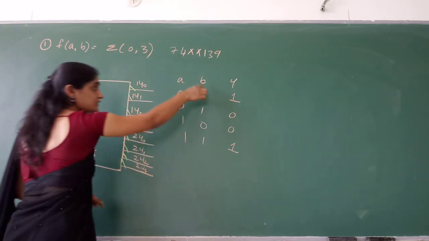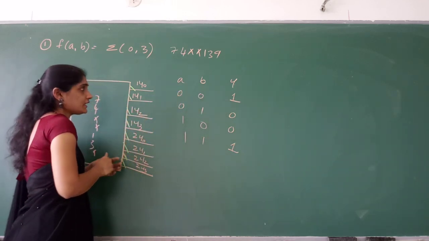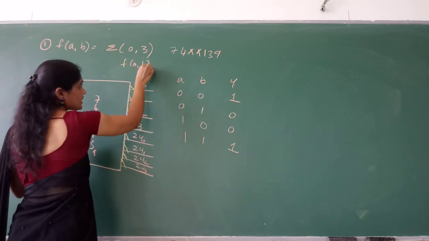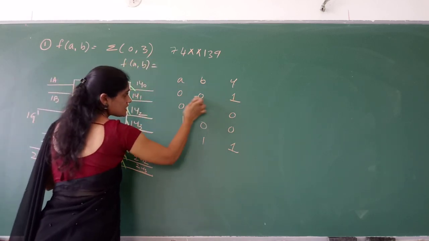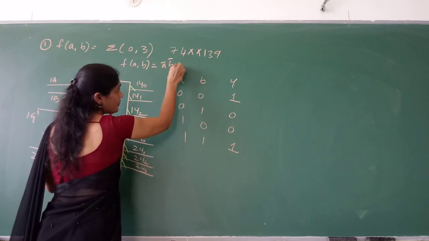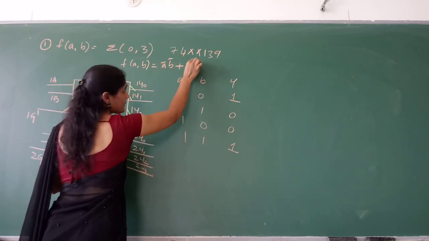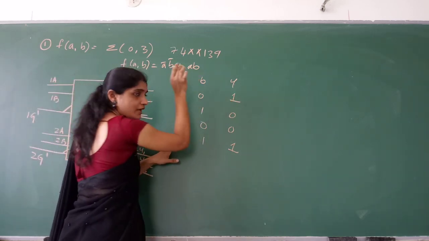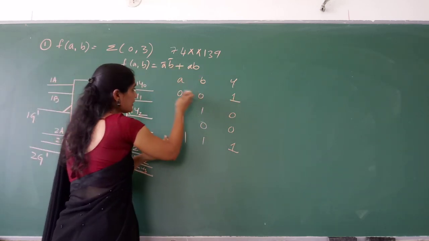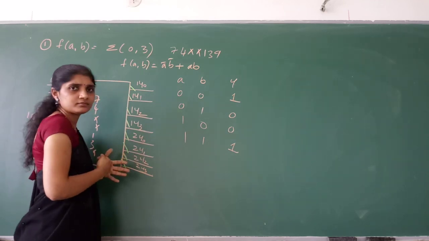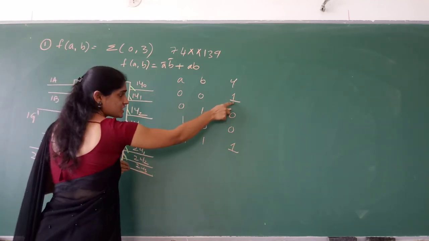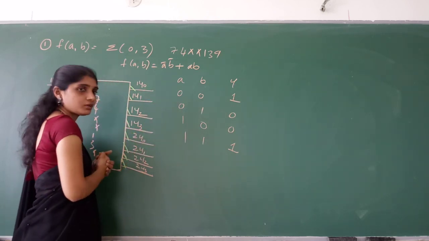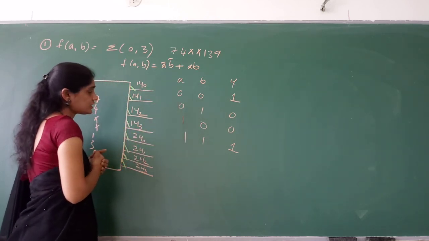Now I should get this truth table. That means what is the equation I get? F of A, B is equal to sum of 0, 3, which means A bar B bar plus A B. So for these inputs, output should be high. But these outputs are active low. The function is telling that for these inputs, output should be high, but the output lines are active low. Let us see what has to be done for this.